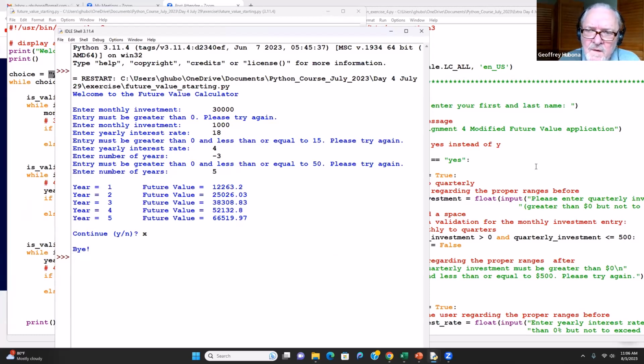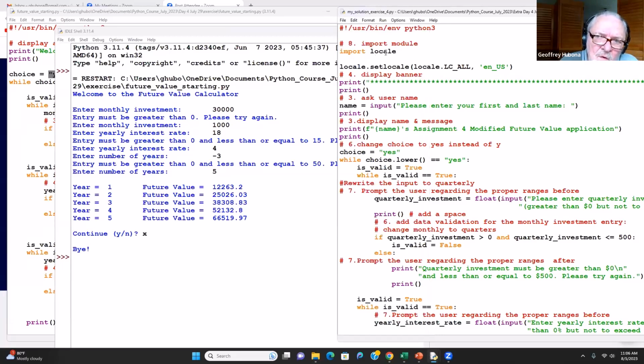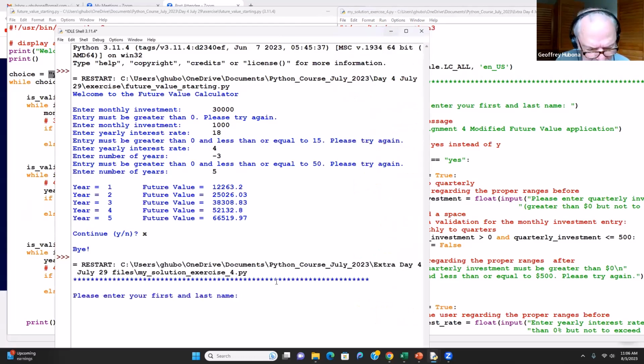Or you can import what I did. I imported this locale module, which enables you to do this. You can set the locale, which means the local geographic place, to different parts of the world. And if you set it to this string, EN_US, it knows to make dollar signs and cents, but you have to format it. So let's take a look at this. Let's look at both of them right next to each other. Well, here, let's run this. So here's a solution. Enter your first and last name. Okay, well, we've done this.